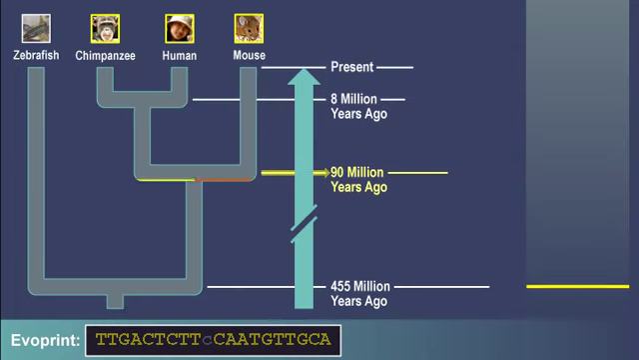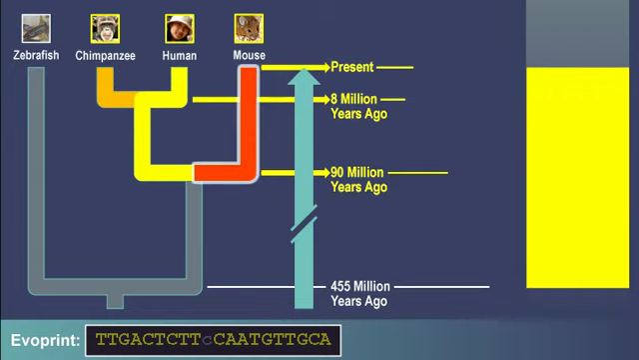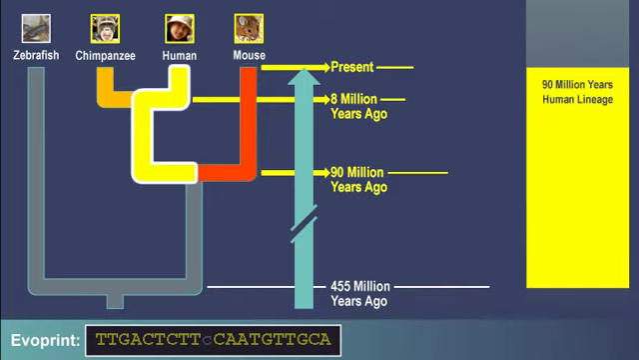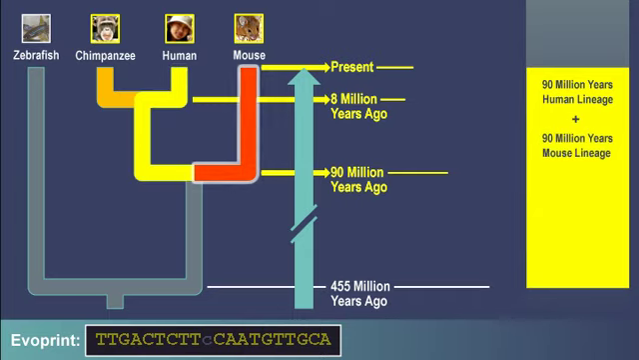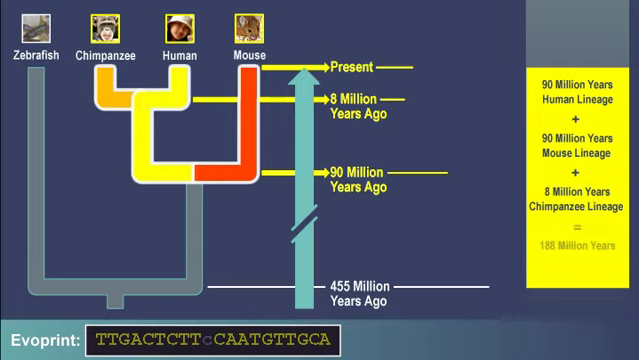What about an EvoPrint that has 3 species: humans, chimpanzees, and mice? To find the total time in this EvoPrint, we have to add up the time involved on each branch of the tree of these species. In other words, we have to add up the time in all the vertical lines on the tree. In this case, this gives us 90 million years for the human lineage, 90 million years for the mouse lineage, and 8 million years for the chimpanzee lineage. That's a total of 188 million years.